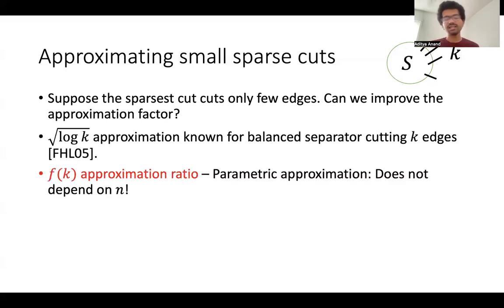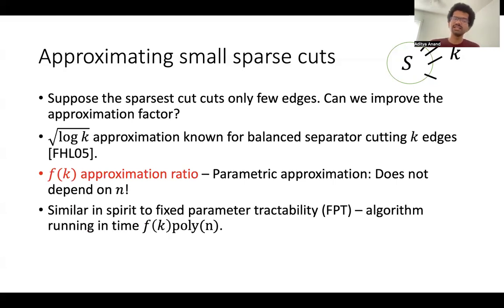Our problem is basically, can you get an f of k approximation for sparsest cut, where f of k is something that depends only on k? So this is a parametric approximation in some sense. It's similar in spirit to fixed parameter tractability, where we want an algorithm running in time function of k times poly n. Here, however, the difference is that we want to allow algorithms running only in polynomial time, but the approximation ratio can depend only on k.